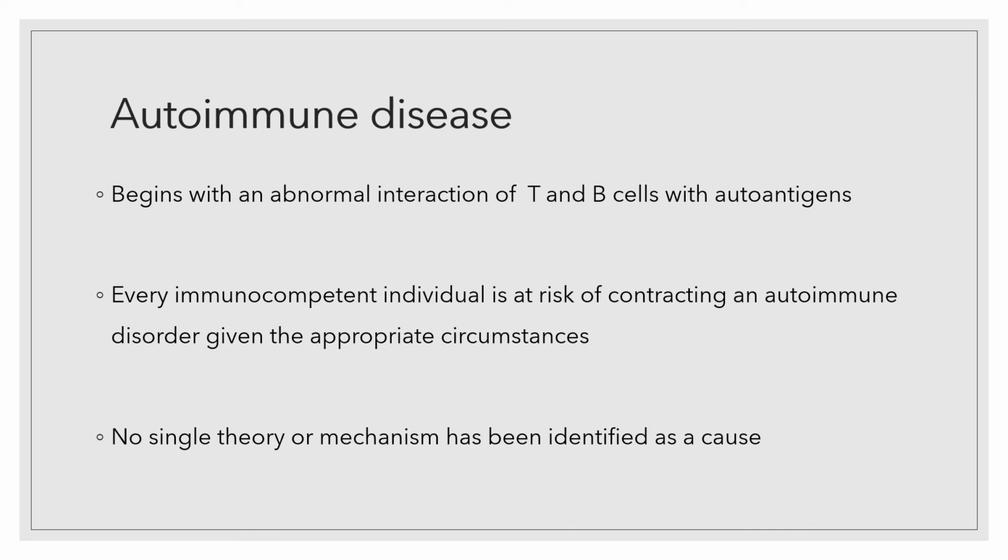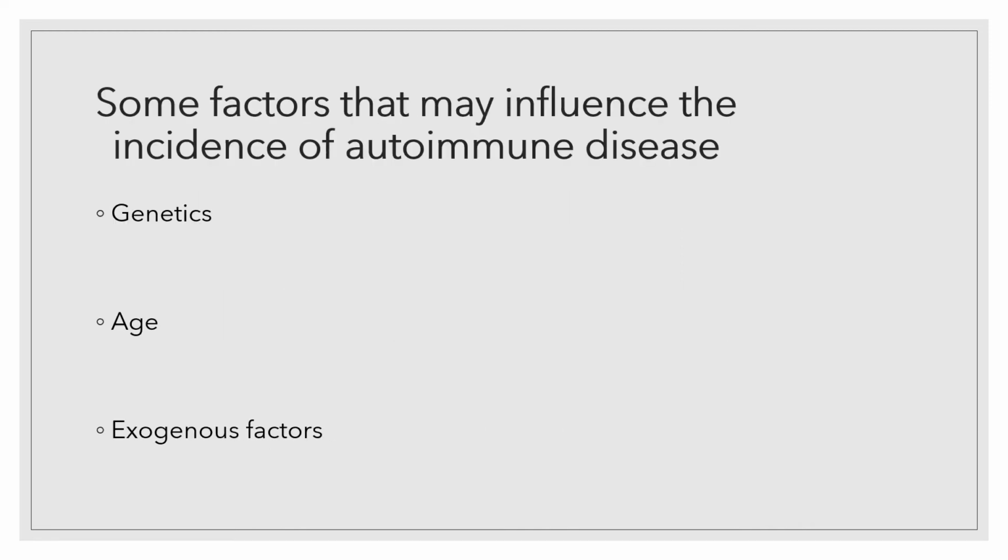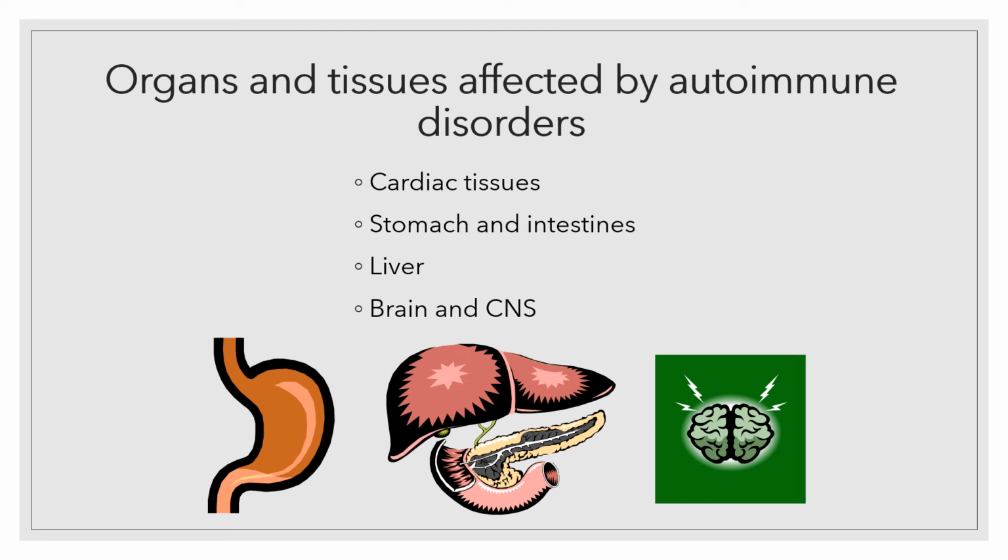There is no single theory or mechanism that has been identified as the cause of autoimmune diseases. There are several factors that can actually influence the incidence of autoimmune diseases, including genetics, age, and exogenous factors. There are various organs and tissues that can be affected by autoimmune disorders, including the cardiac tissues, the gastrointestinal tissues like the stomach and intestines, the brain and central nervous system, and the liver.